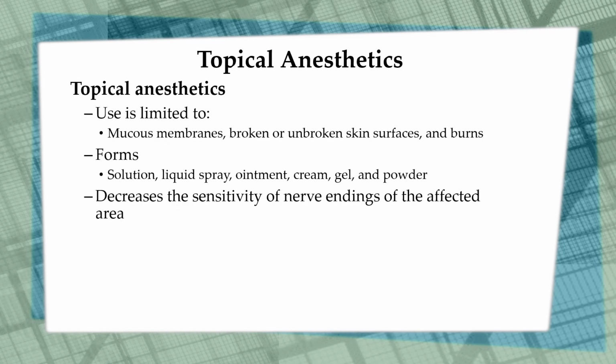Take a look at topical anesthetics. We know that topical anesthetics, its use is limited to the mucous membranes, broken or unbroken skin surfaces, and burns. So we can apply a topical solution to these areas for pain relief. So the forms may come in a solution. It may be a liquid spray, ointment, cream, gel, or powder. It decreases the sensitivity of nerve endings of the affected area. So that's what it does.